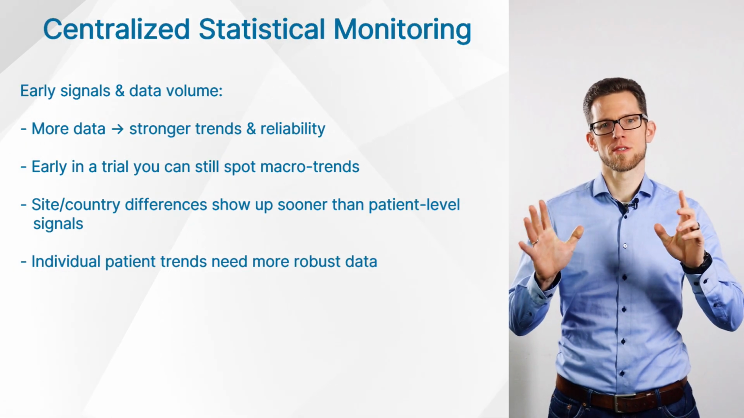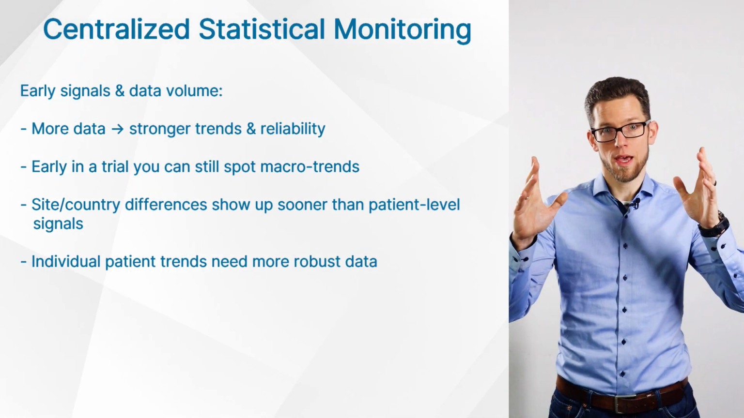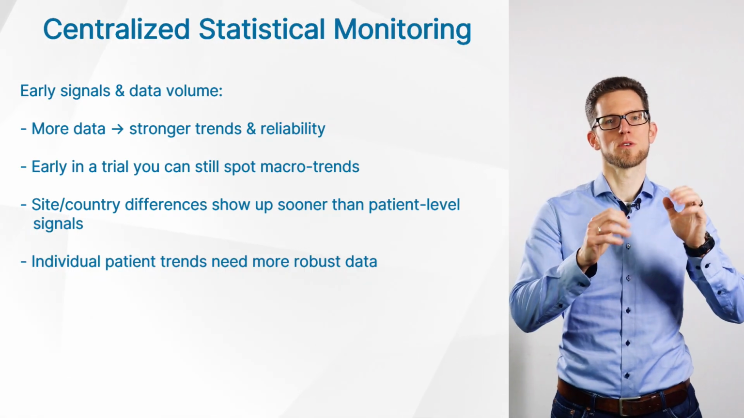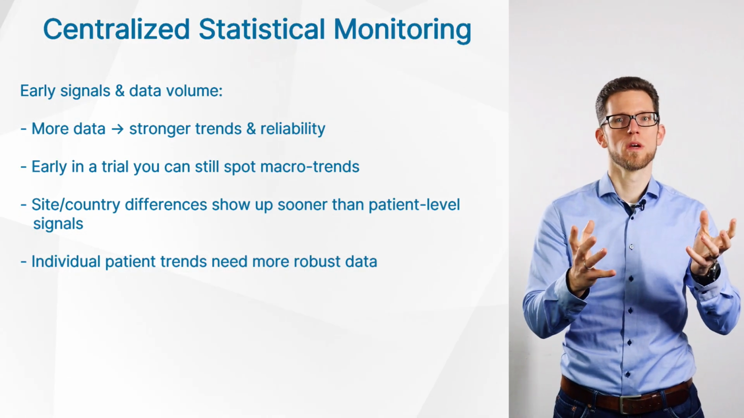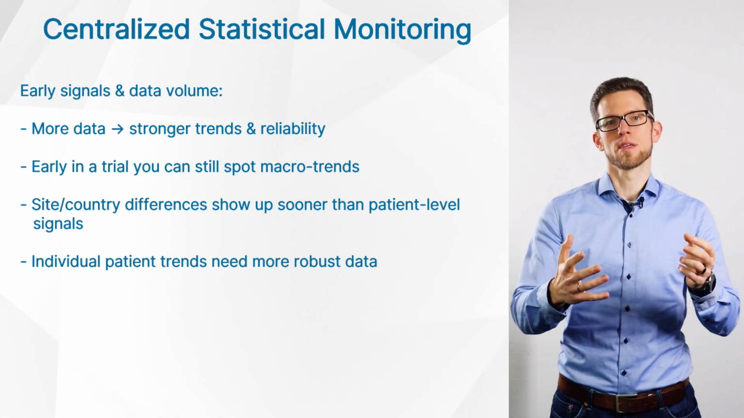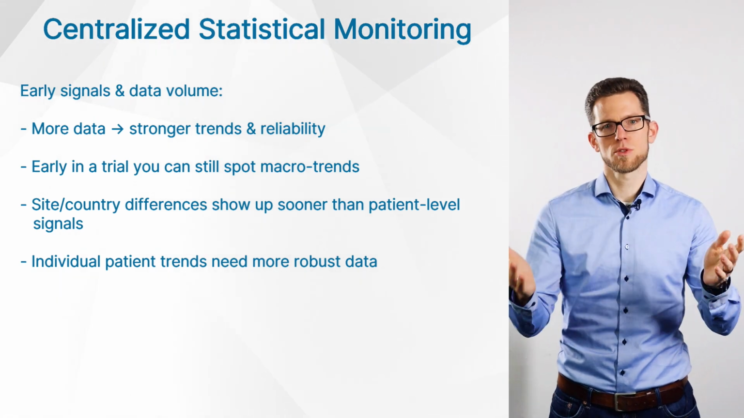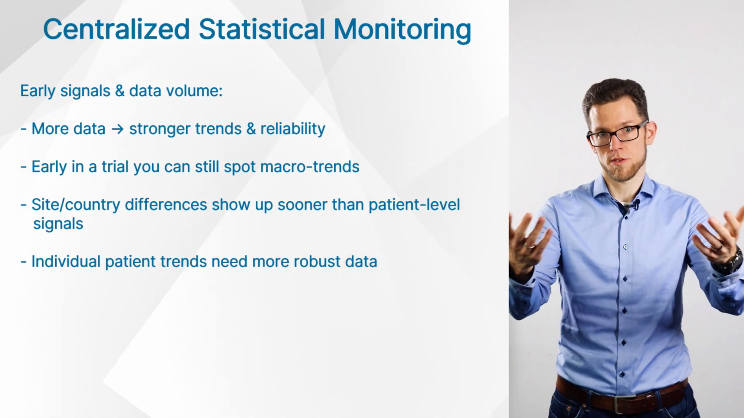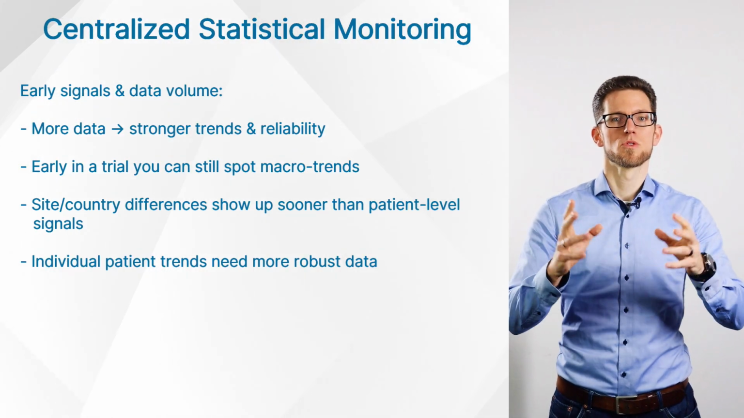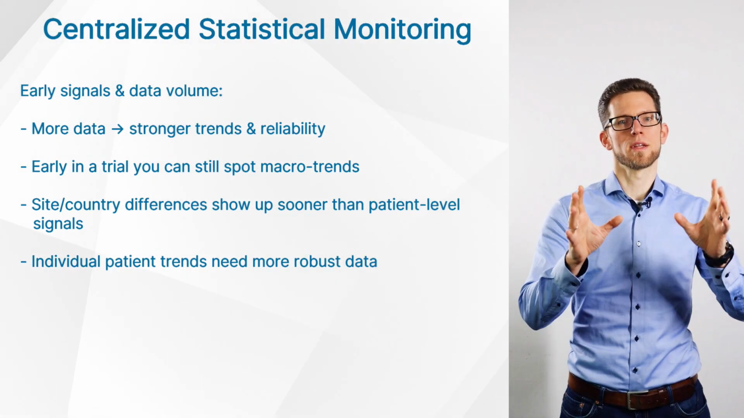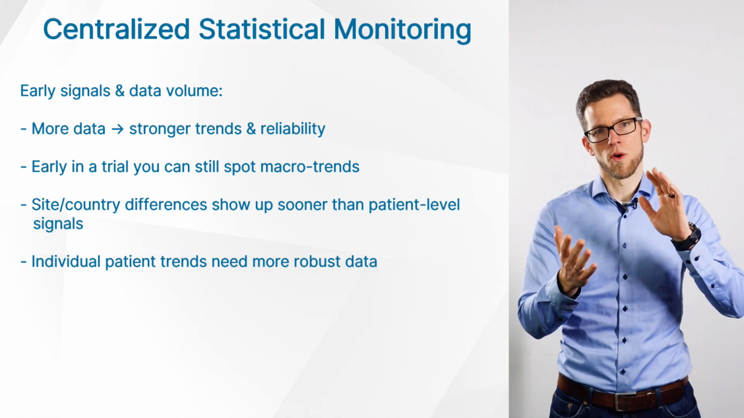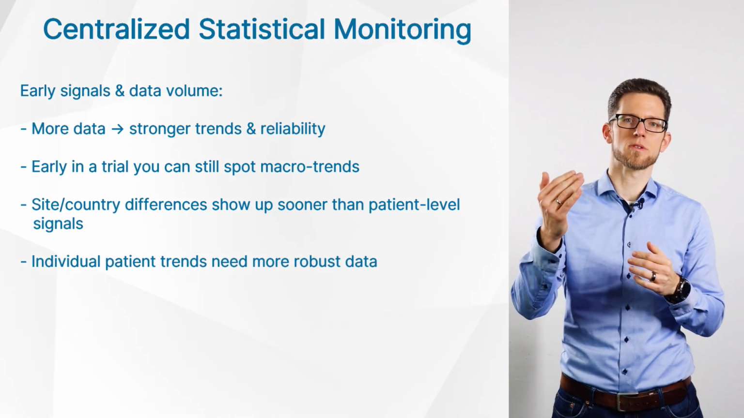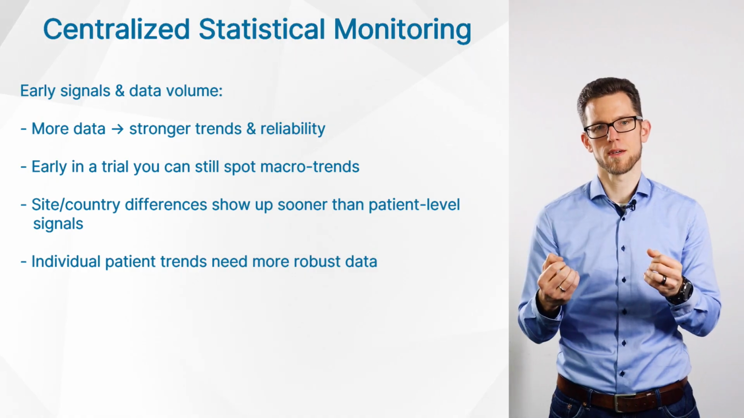So first of all, it's important to understand that with everything in statistics, more data means you have better trends and more reliability of the outcome that you create. And the same is true with statistical monitoring of trial data as part of centralized statistical monitoring. That being said, it is still possible in the early phases of a trial to look at the output and already identify certain trends within the data.